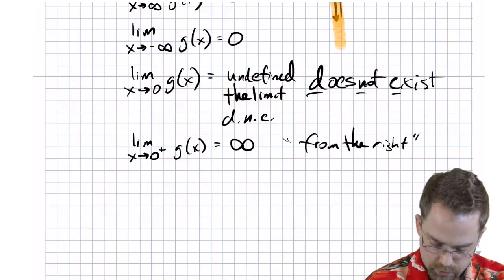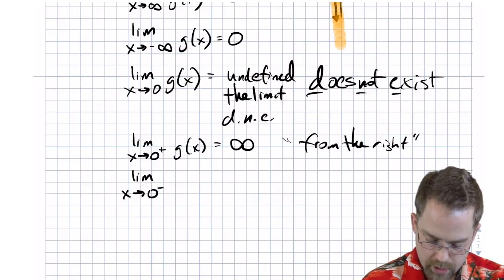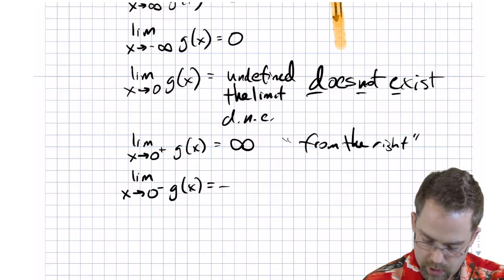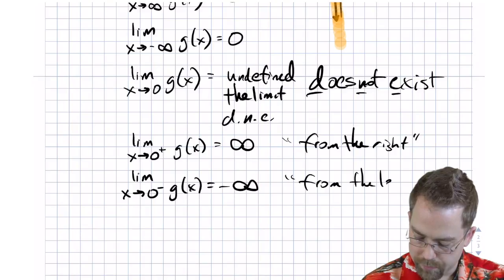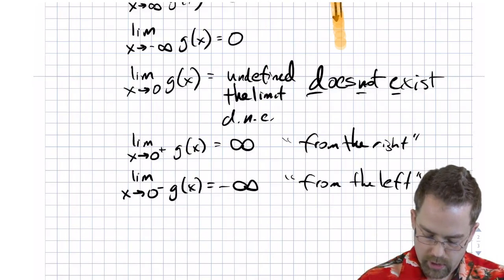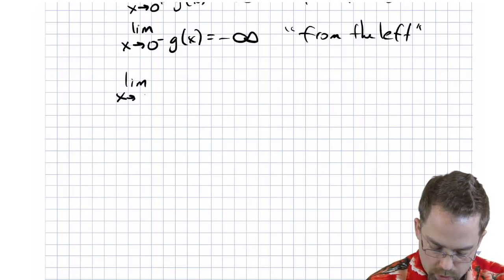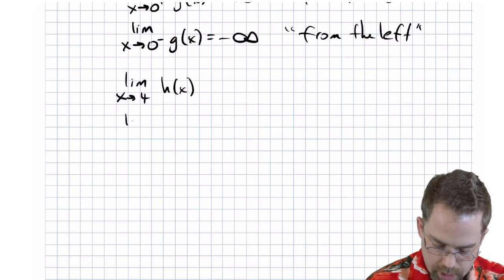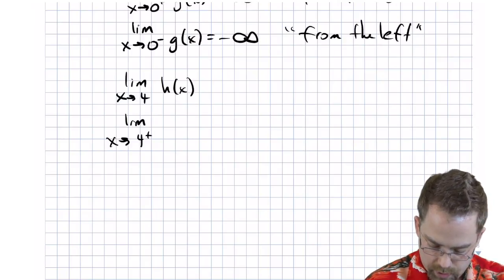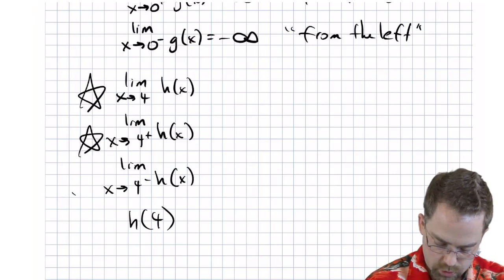And then, of course, if we want to ask the other way, we can say the limit as x approaches zero from the negative side of g of x, that was negative infinity from the left. So limits can get absolutely bonkers, and there quickly become four kinds of questions that you can ask. For some particular function: the limit as x goes to 4 of h of x, the limit as x goes to 4 from the right of h of x, the limit as x goes to 4 from the left of h of x, and h of 4. These are all different questions that you're asking.